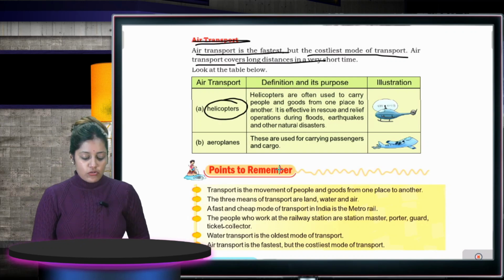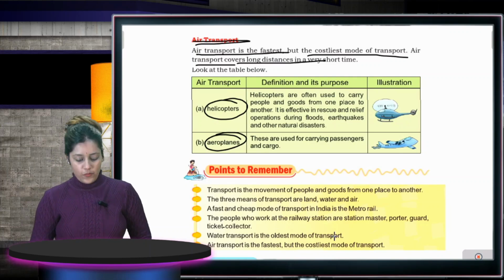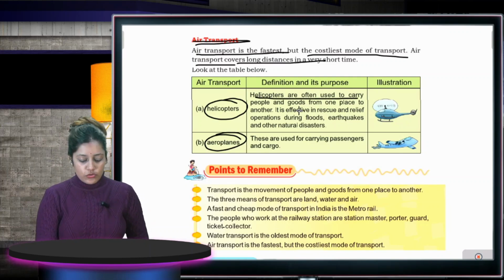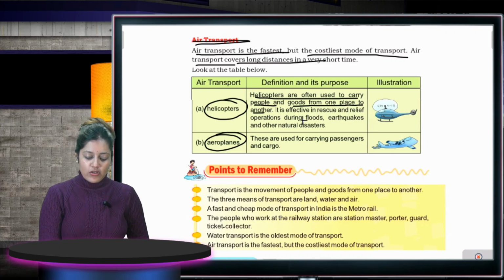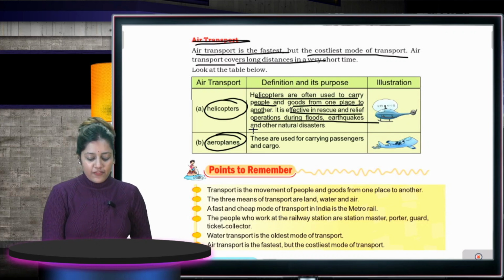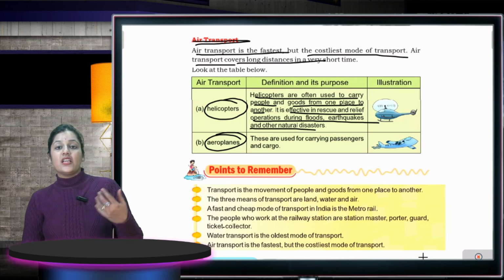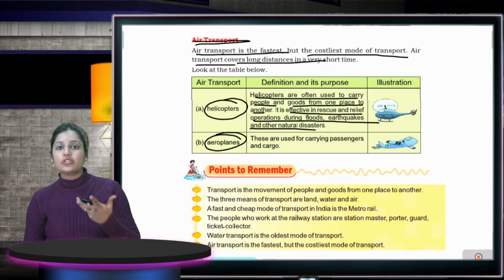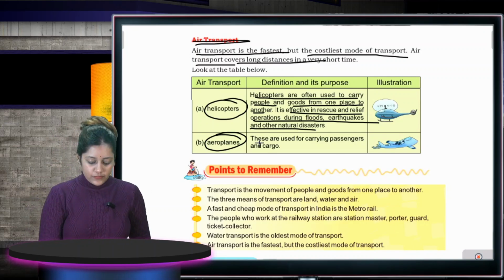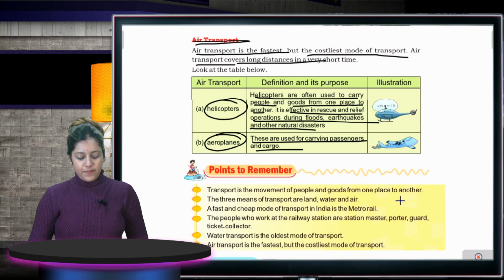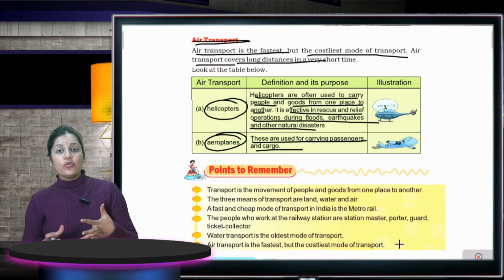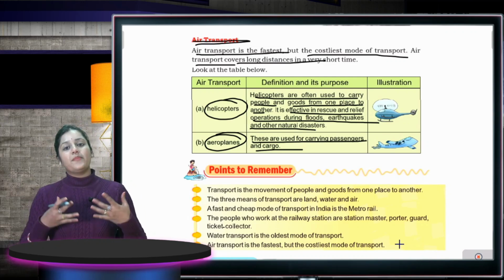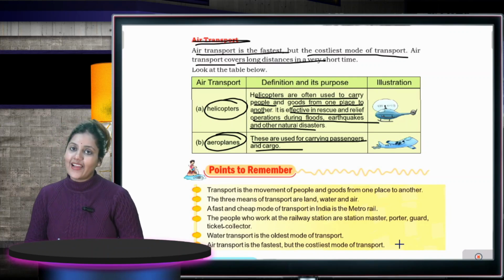In air transport, what do we use? Helicopter, and second is the aeroplane. Helicopters are often used to carry people and goods from one place to another. They are effective in rescue and relief operations during floods, earthquakes and natural calamities. If any flood or natural calamity occurs, then the helicopter is the most used transport. Aeroplanes are used for carrying passengers and cargo. So heavy loads, heavy goods or passengers are carried with the help of an aeroplane.